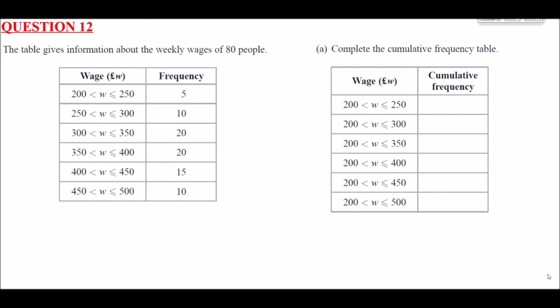Question 12 gives us a table of information about weekly wages of 80 people. For part A, we have to complete the cumulative frequency table. So cumulative means a running total, so we add up as we go down the rows. The first cumulative frequency, the first row, is going to be the same as the first row of the standard table. So we're just going to fill in first of all 5. The next one is going to be 5 plus the next 10, which will be 15. Next one, 15 plus 20 is 35, plus the next 20 is 55, 55 plus 15 is 70, and then 70 plus 10 gives us 80.